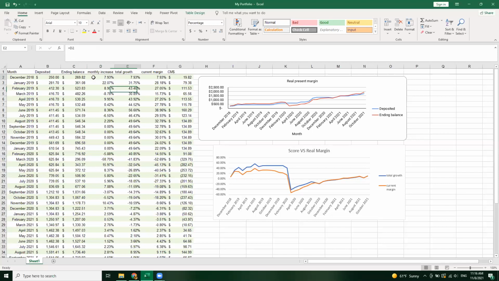Next, that's monthly increase. Total growth is much easier to calculate because I'm not accounting for differences in deposits. So what is total growth? In this case, the first month is the total growth. For the second month, what did I calculate? 1 plus, so I need 107.93% times the previous total growth plus the current growth.